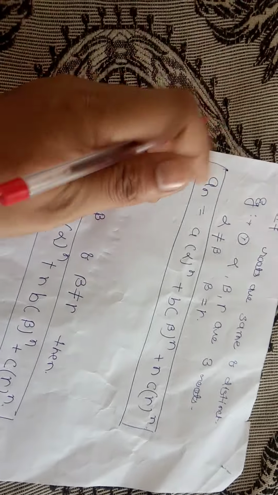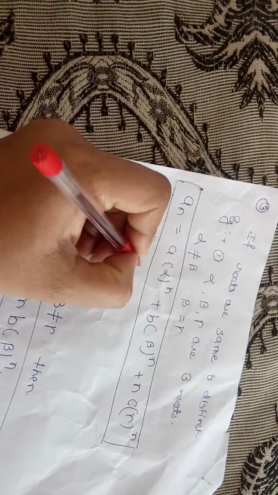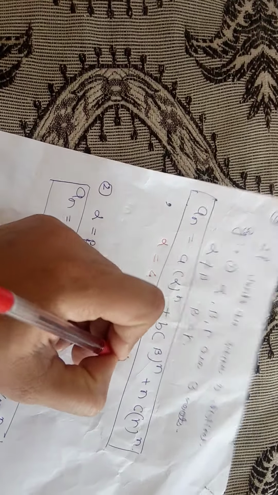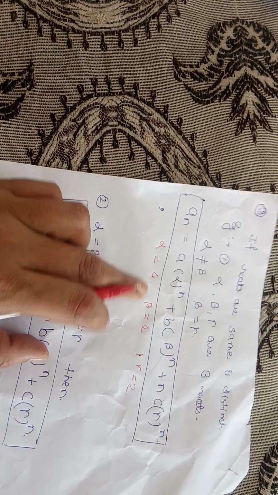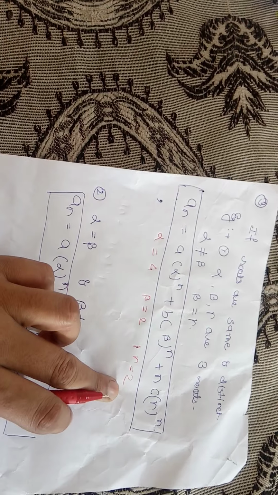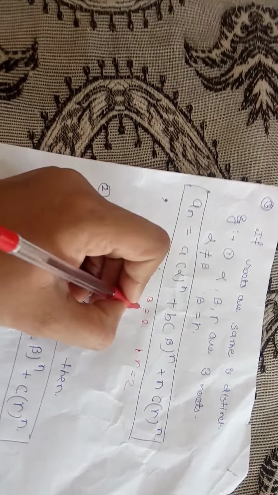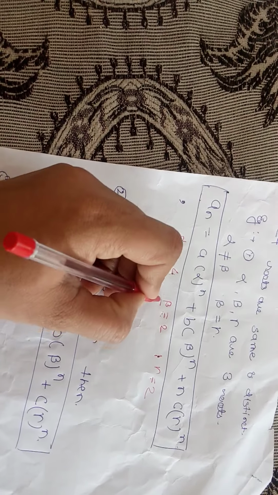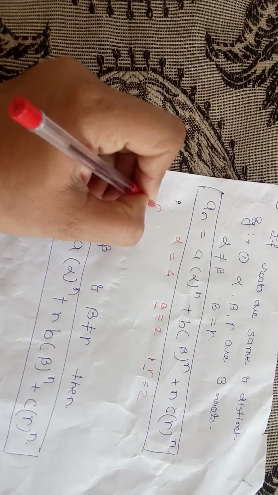Fine. So we can take an example of this, that is alpha is equal to 4, beta is equal to 2 and gamma is equal to 2. So alpha and beta value is not same, but beta and gamma value is same. So what is the first value for this? Beta, and the second value is gamma. So what is the resultant equation?